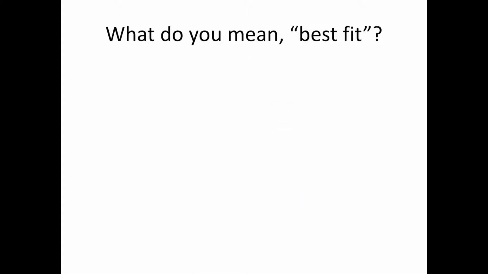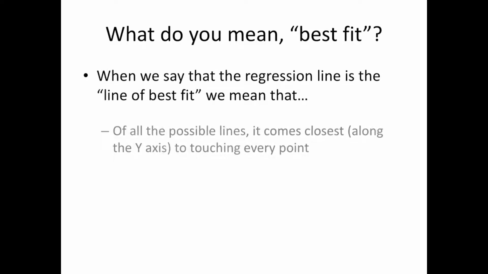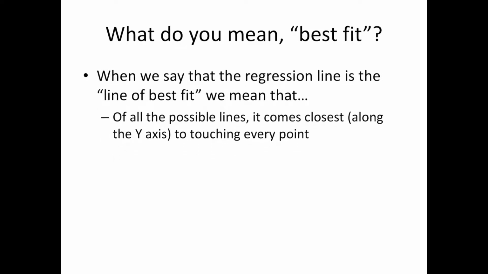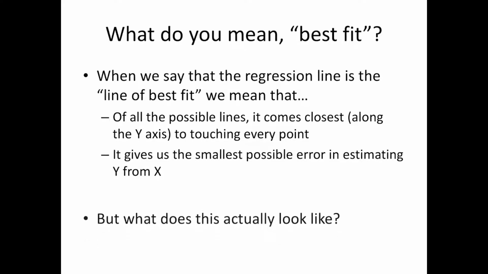But it raises the question, what exactly do we mean by the line of best fit? When we say that the regression line is the line of best fit, what we mean is that of all the possible lines we could draw, it comes the closest along the y-axis to touching every point. In other words, if we're trying to use x, here exam 1, to estimate y, final grade, it gives us the smallest possible error in estimating our final grade knowing x. So what do we mean the smallest possible error? What does that actually look like?